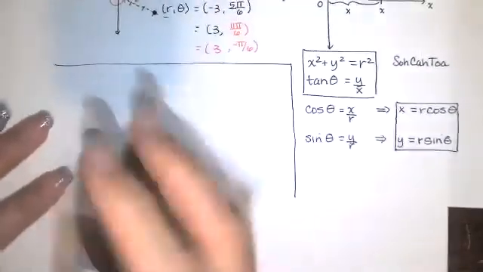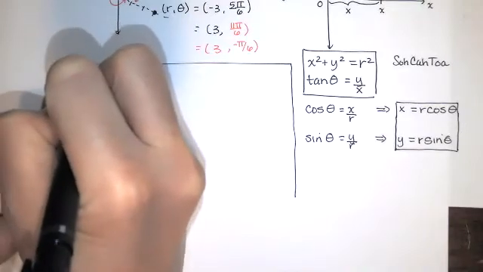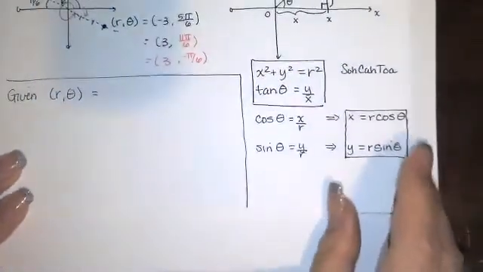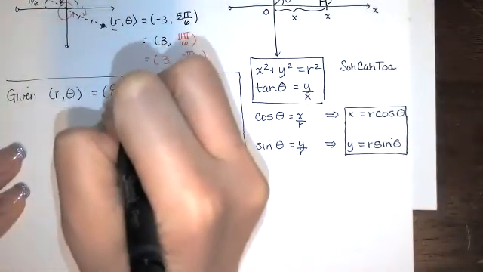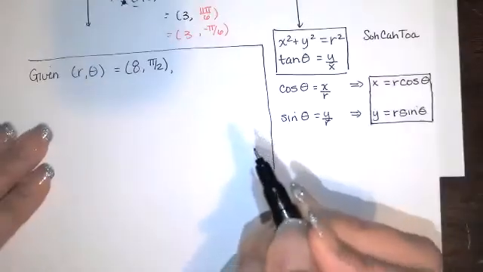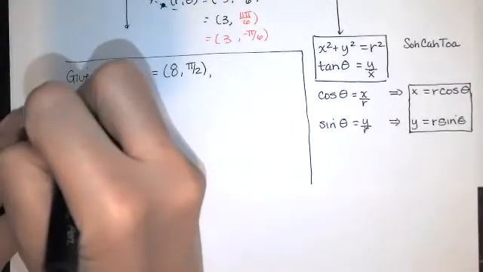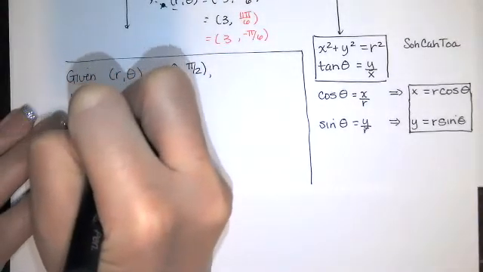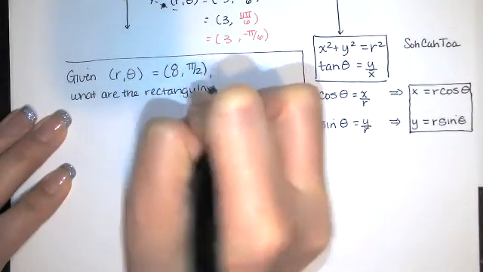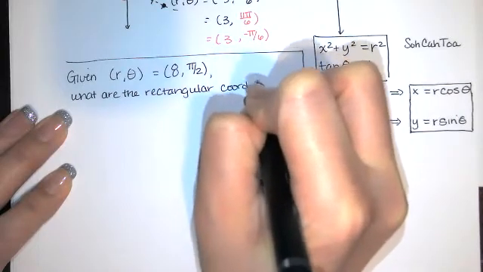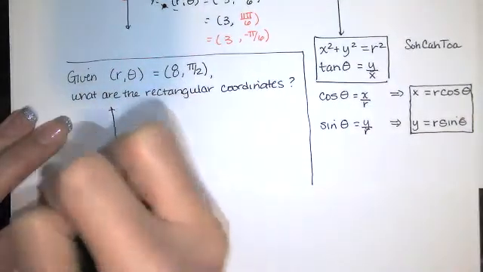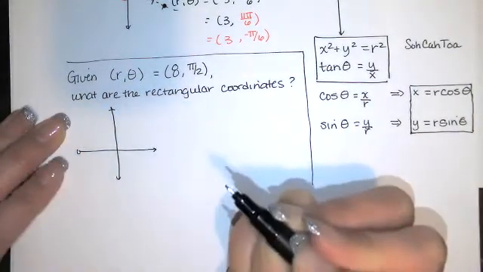Let's say you're given r and theta, and somebody tells you that r and theta are 8 and pi over 2. Question is, what are the rectangular coordinates for that point? Well, there are two ways you can do it. I think the geometric approach is the easiest.